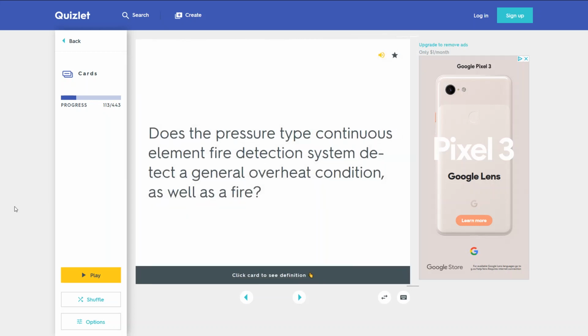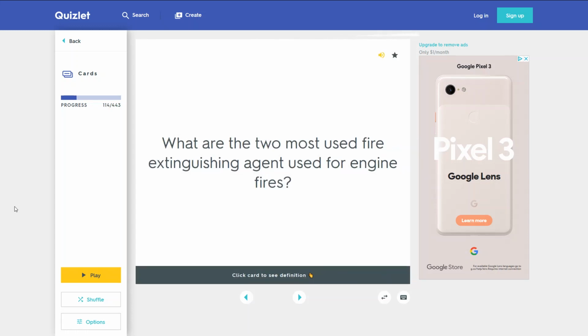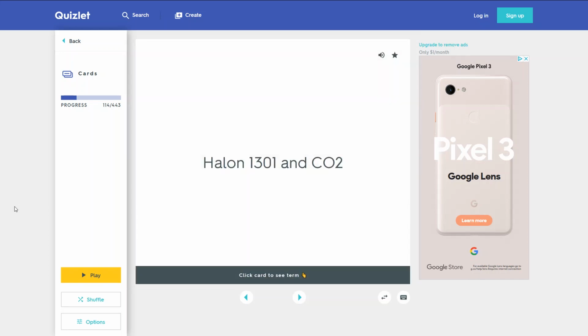Does the pressure type continuous element fire detection system detect a general overheat condition as well as a fire? Yes, a high temperature on a small portion of the sensor or a lower temperature over the entire sensor will cause it to release enough gas to close the diaphragm switch and warn of a fire. What are the two most used fire extinguishing agents used for engine fires? Halon 1301 and CO2.